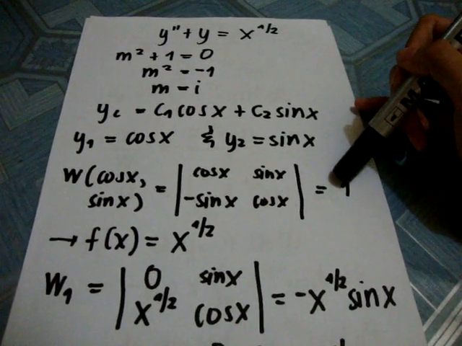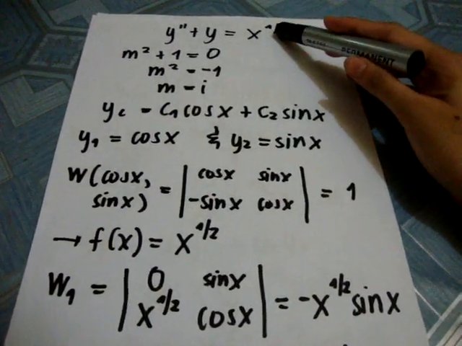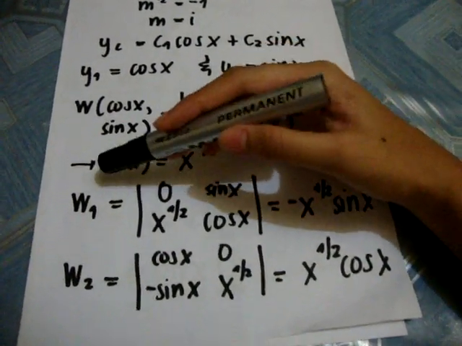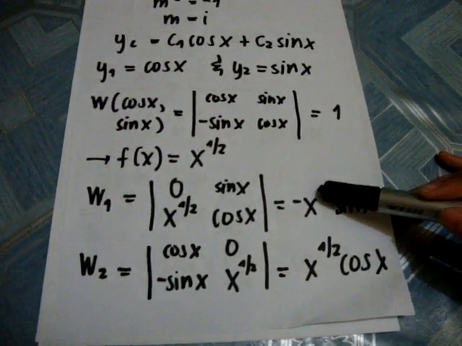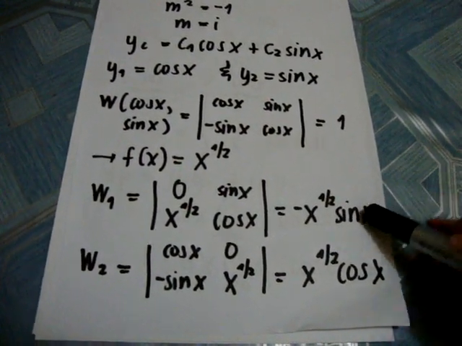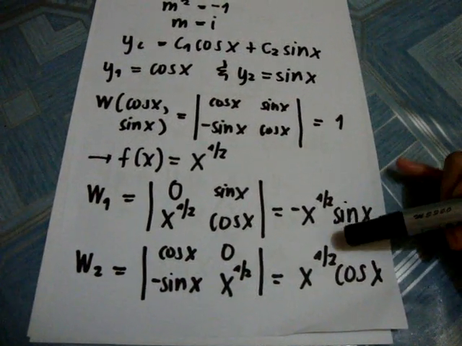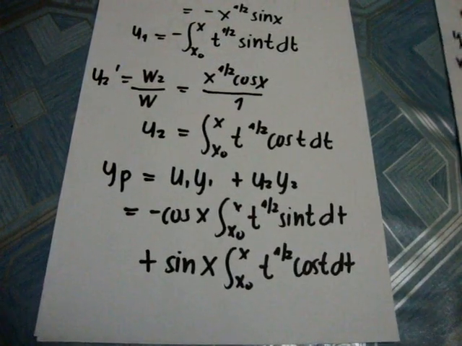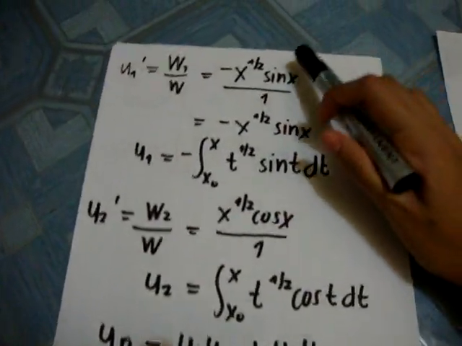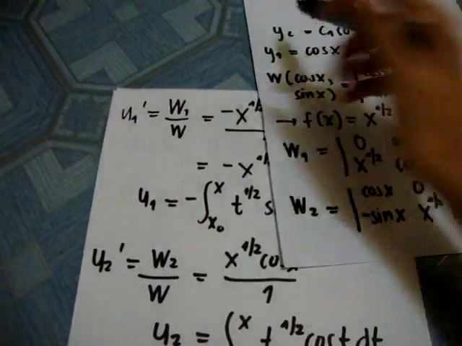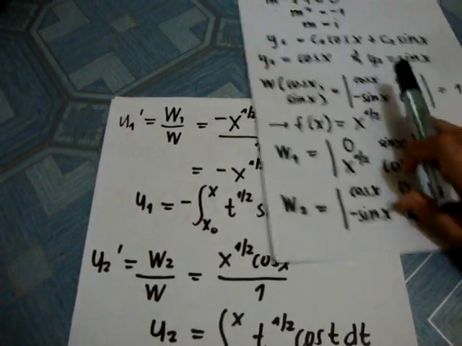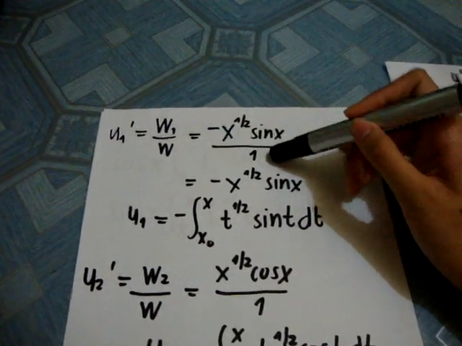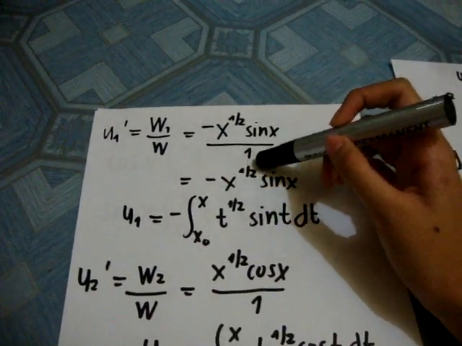We identify the function of x, which is x raised to 1 half. We now solve for w1. Our w1 is equal to negative x raised to 1 half sine x, and our w2 is equal to x raised to 1 half cos x. We now solve for u1 prime, which is equal to w1 over w, which is equal to negative x raised to 1 half sine x over 1, and it is equal to negative x raised to 1 half sine x.